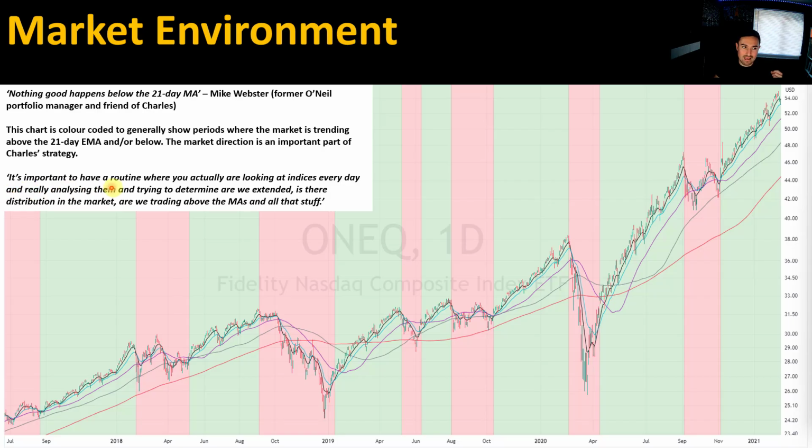It's important to have a routine where you actually are looking at the indices every day and really analyzing them and trying to determine: are we extended? Is there distribution in the market? Are we trading above the moving averages and all of that stuff? So the market environment is very key for any strategy, but certainly a strategy where you're actually looking for weakness and trying to buy on pullback.